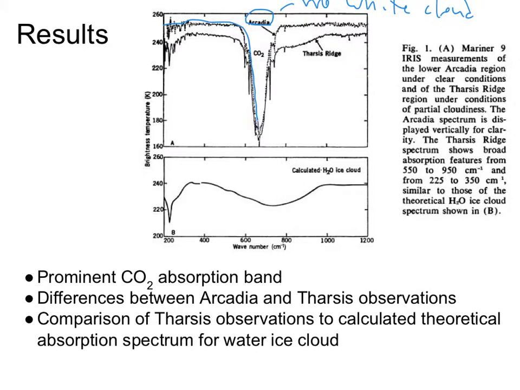So what does the atmosphere of Mars do to infrared radiation when there's not white cloud around? It takes the brightness down. It absorbs in here, whether there's white cloud or not. And that's basically showing you that there's carbon dioxide gas everywhere in the atmosphere of Mars. Do you see any difference between the top spectrum and the spectrum here for the Tharsis Ridge area where the white cloud was?